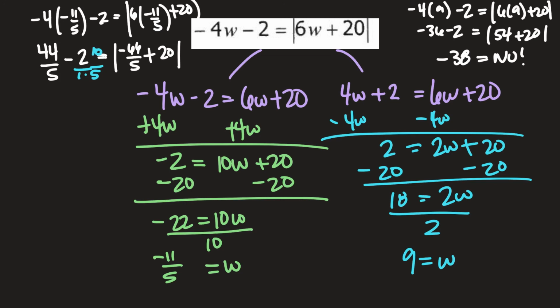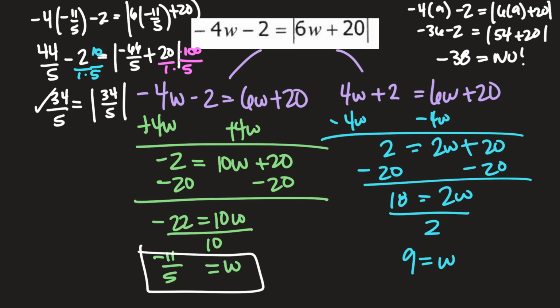So 44 minus 10 is 34 over 5 is equal to, and then I need to do the same thing on this side. So this one needs to be a 5. So that means that'll be 100 over 5. So 100 minus 66 is 34 over 5. And the absolute value of 34 over 5 is 34 over 5. So again, we had one solution. So the 9 did not work out, but the negative 11 over 5 did.